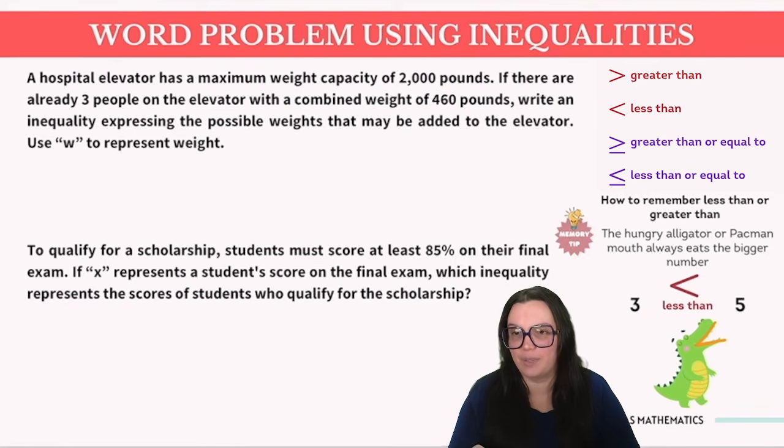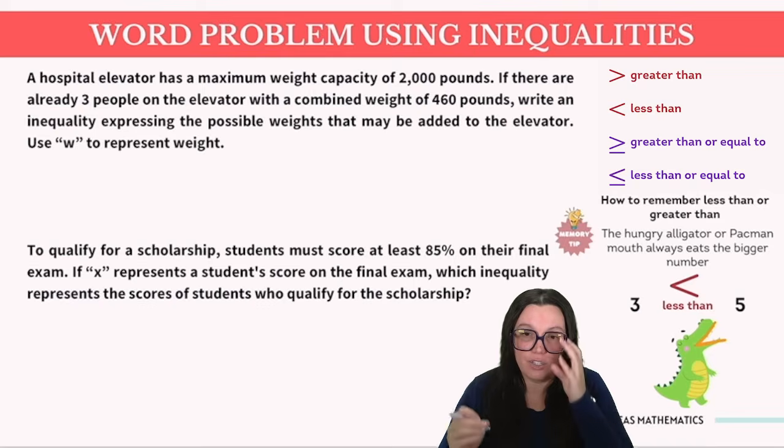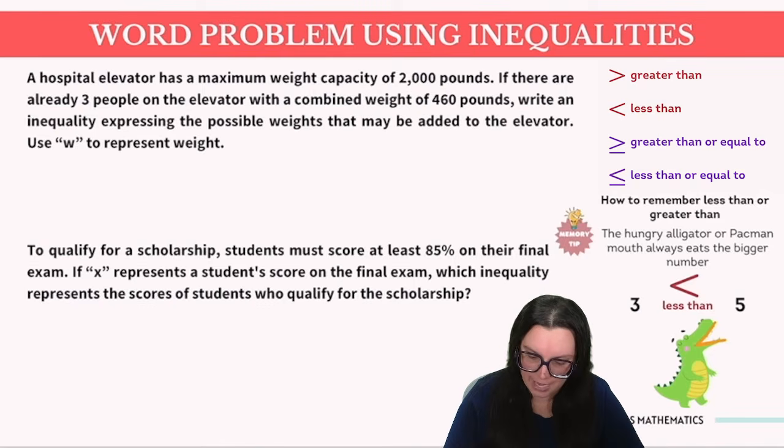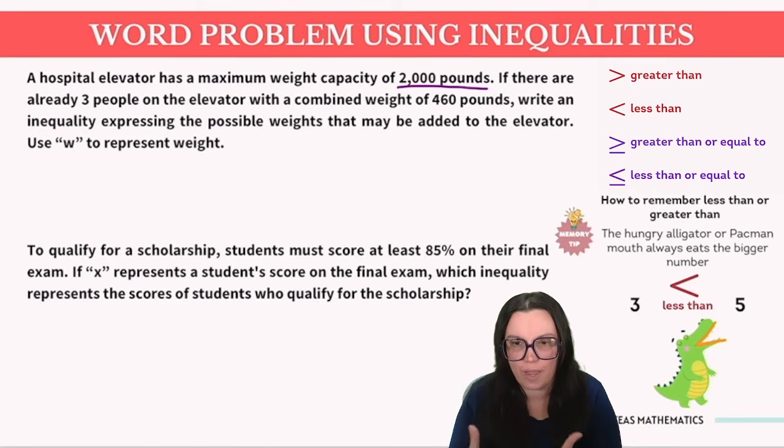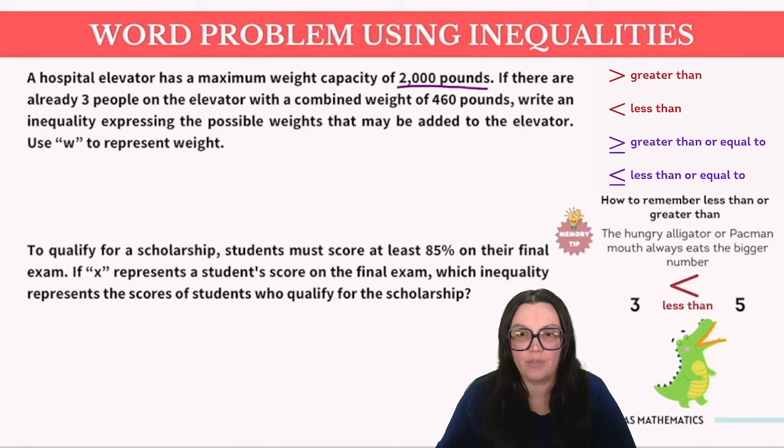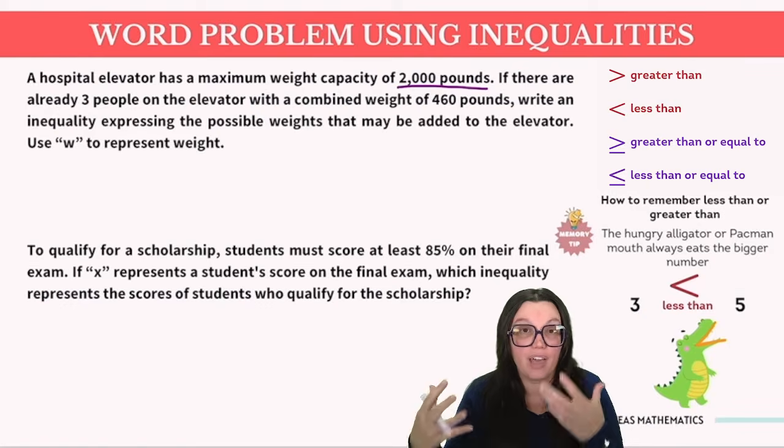We have a hospital elevator that has a maximum weight capacity of 2,000 pounds. If there are already 3 people on the elevator with a combined weight of 460 pounds, write an inequality expressing the possible weight that may be added to the elevator. Use W to represent the weight. So we're given that the elevator has a max capacity of 2,000 pounds. That's the total amount of weight that can be in that elevator, and you cannot go above that threshold.